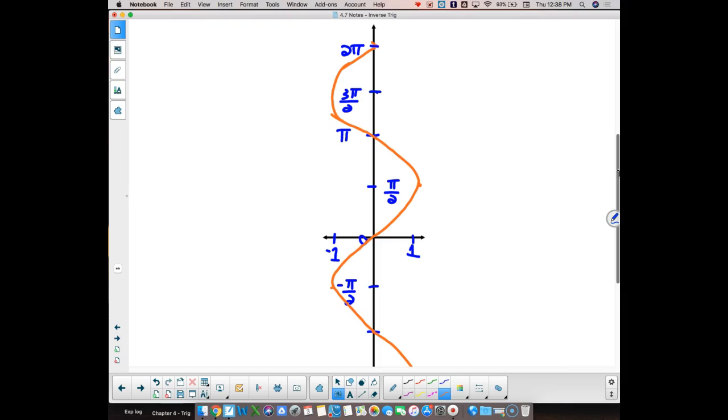Sorry. I thought I was going to be all nice and cute and get you exactly, and it didn't work. Okay, so I'll give you a second to adjust your graphs.